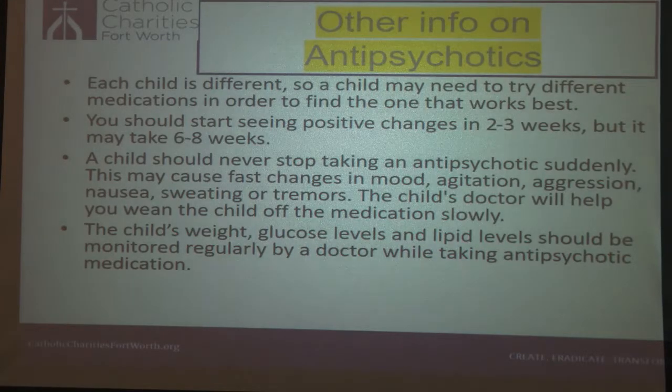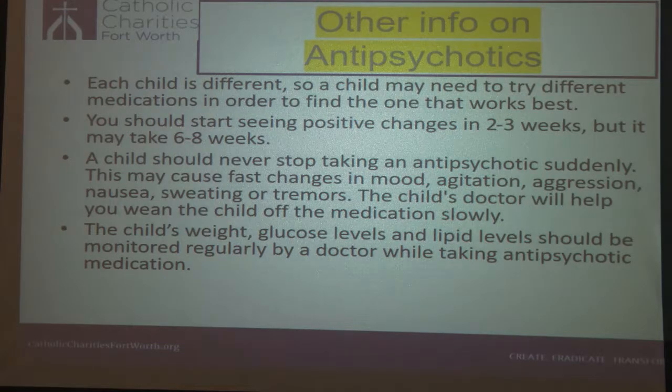Other information on antipsychotics. Each child is different. So a child may need to try different medications in order to find the one that works best. You should start seeing positive changes in 2 to 3 weeks, but it may take 6 to 8 weeks. That's a long time to deal with a child who's not focusing, who's disruptive and not doing well in school, the whole 9 yards. A child should never stop taking antipsychotics suddenly.